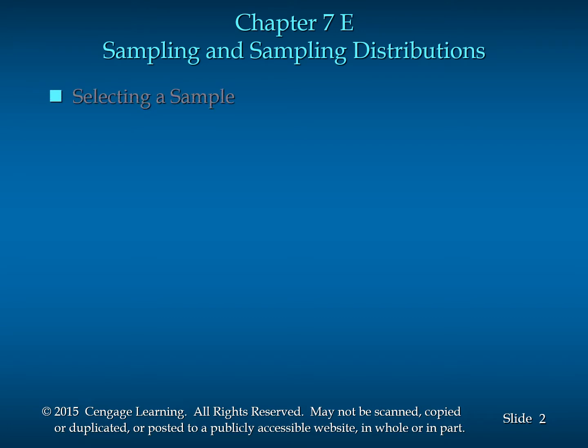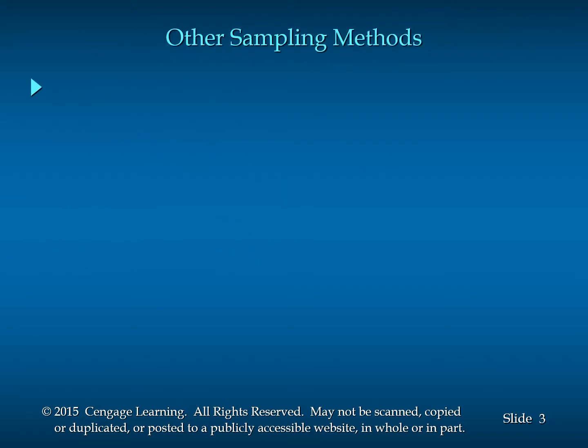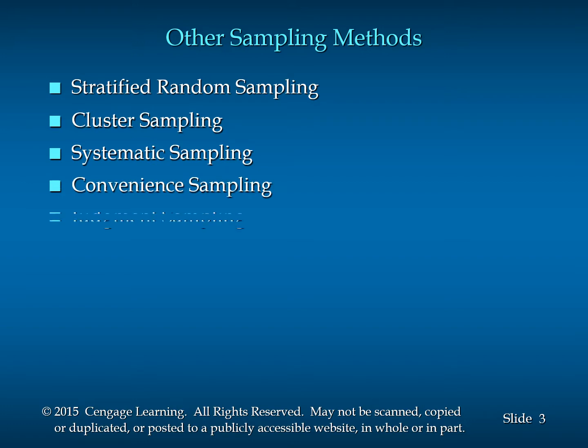In this last lecture in Chapter 7, we will discuss other sampling methods. Stratified, cluster, and systematic sampling will be considered probability sampling, allowing valid statistical inference. Convenience and judgment sampling are considered non-probability methods and much less statistically significant.